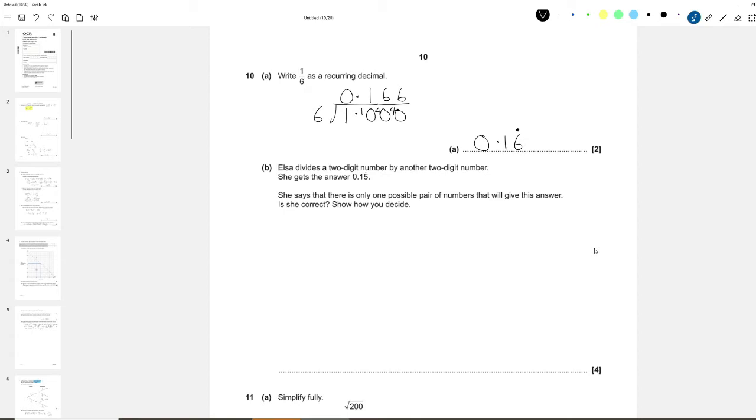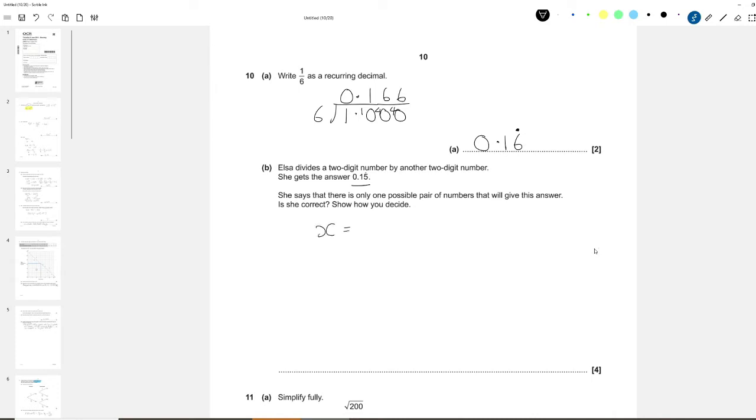Letter B. Elsa divides a 2-digit number by another 2-digit number. She gets the answer 0.15 recurring. She said that there is only one possible pair of numbers that will give this answer. Is she correct? Show how you decide. So the first thing I need to do is write this as a fraction.